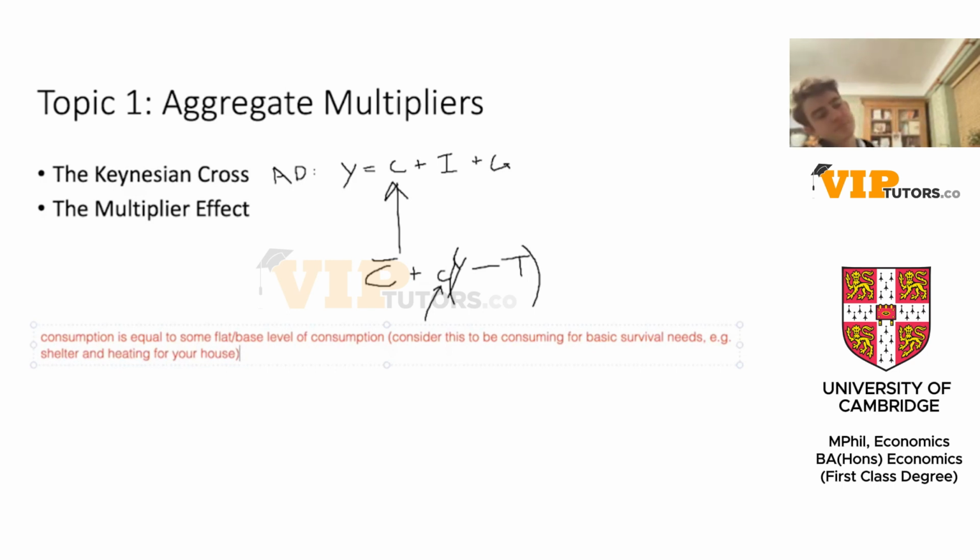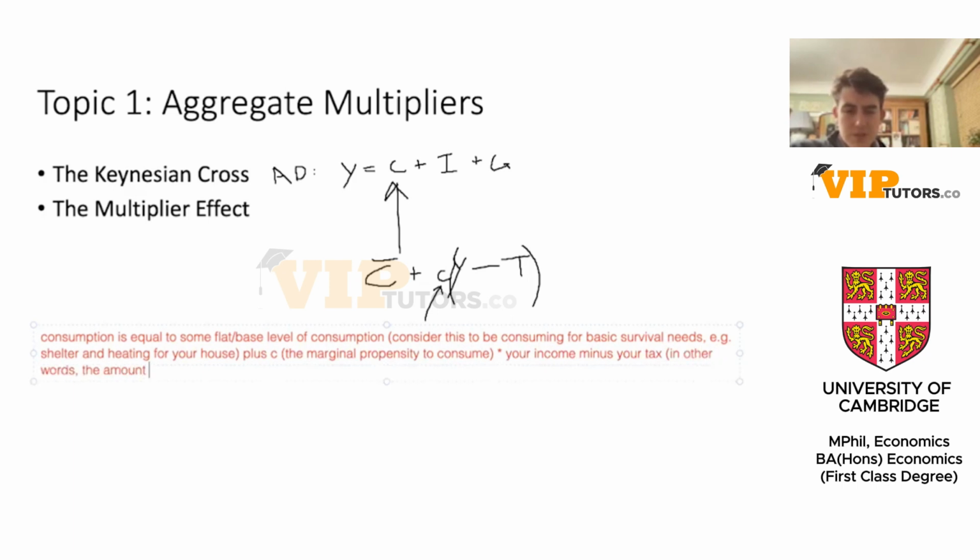And then also you have the lowercase c, the marginal propensity to consume, as that's what it's called, times your income minus your tax. In other words, the amount of income left over for you to spend on whatever you like. That's really what it is.